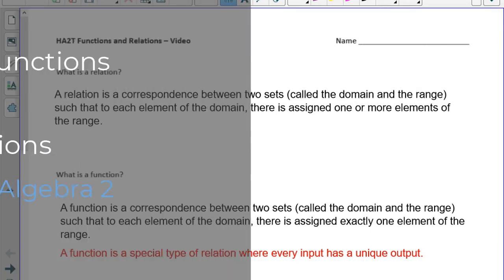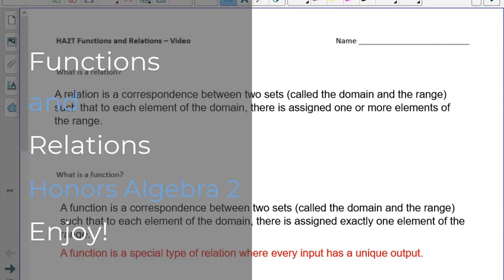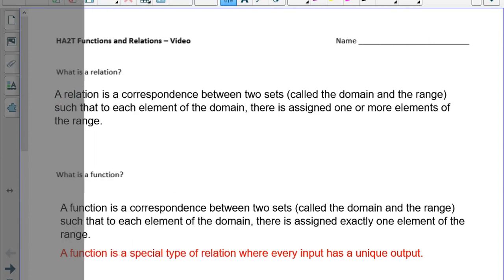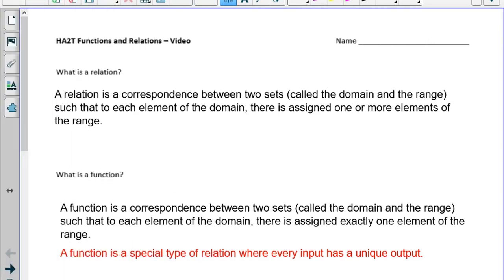Today we're going to talk about functions and relations. A relation is a correspondence between two sets. We typically call them the domain and the range. So remember, the domain are the input values and the range are the output values, such that to each element of the domain there is assigned one or more elements of the range.